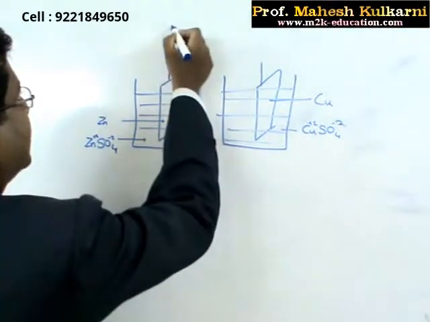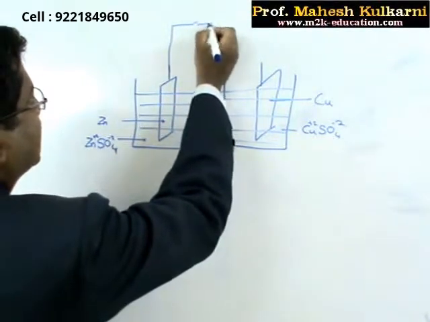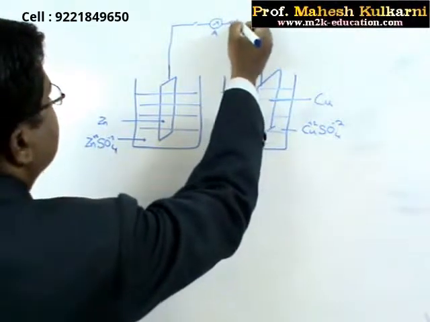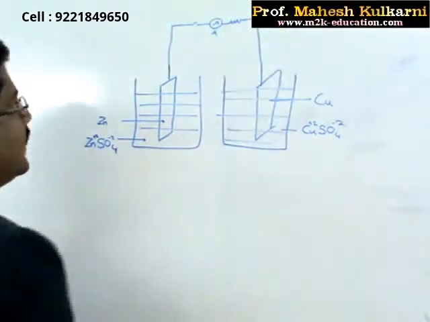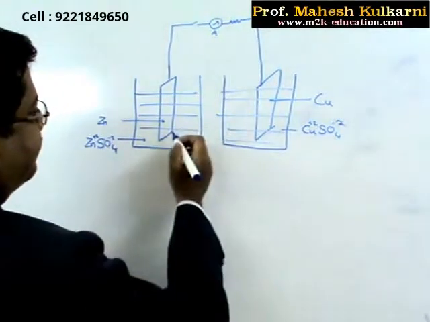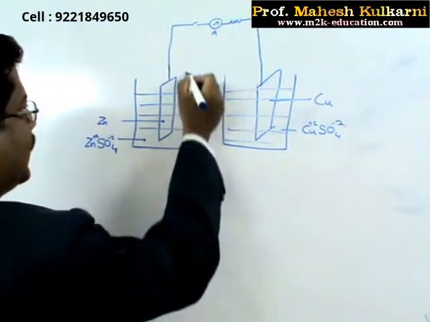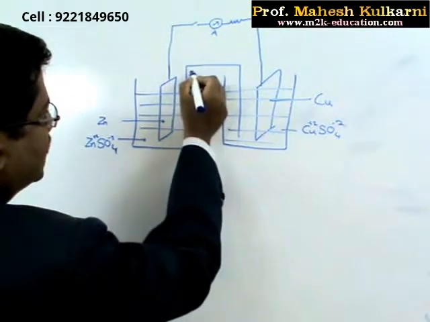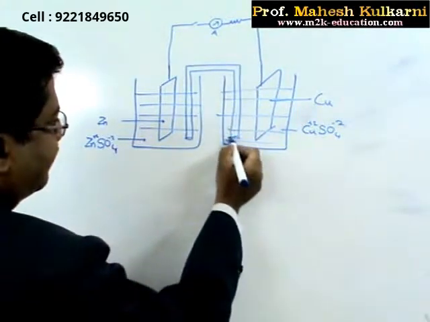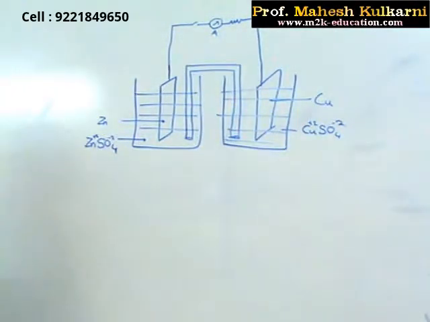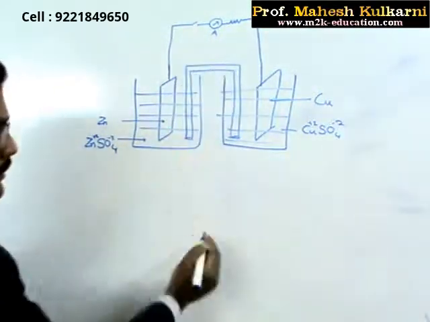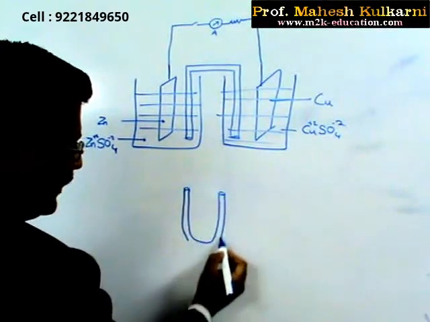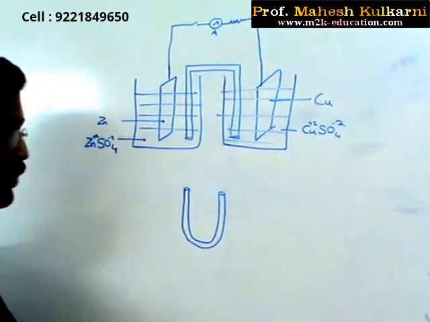Now externally I am connecting this with a key. Say I am connecting an ammeter and some resistance over here. Internally I have to use a substance, which is called a salt bridge. Now what is a salt bridge? It is a U-shaped tube. Shapes can vary with requirement, but usually we take a U-shaped tube.